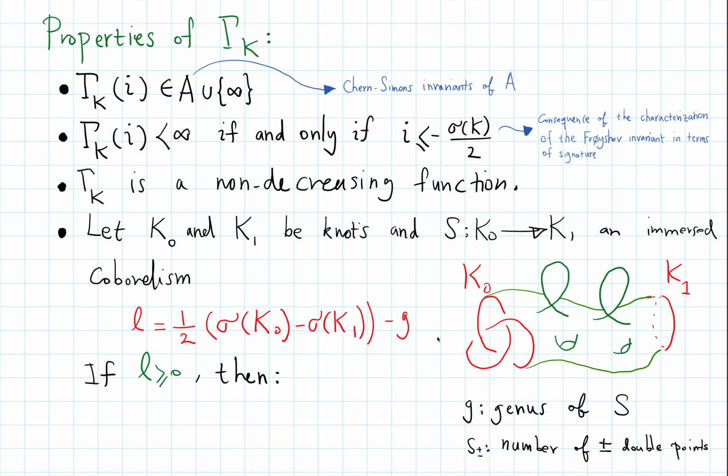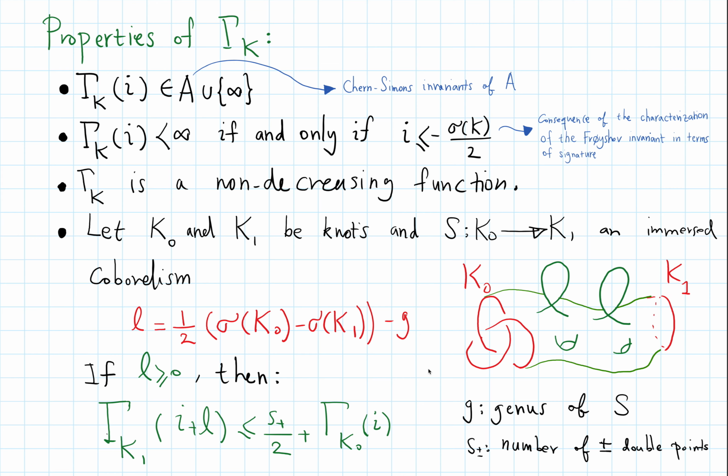And now, if this number L is non-negative, then we have that gamma k1 at I plus L is less than or equal to S plus over 2, the number of double points divided by 2, plus the value of gamma k0 at I. So it would allow us to get some upper bounds for gamma k1 in terms of gamma k0.